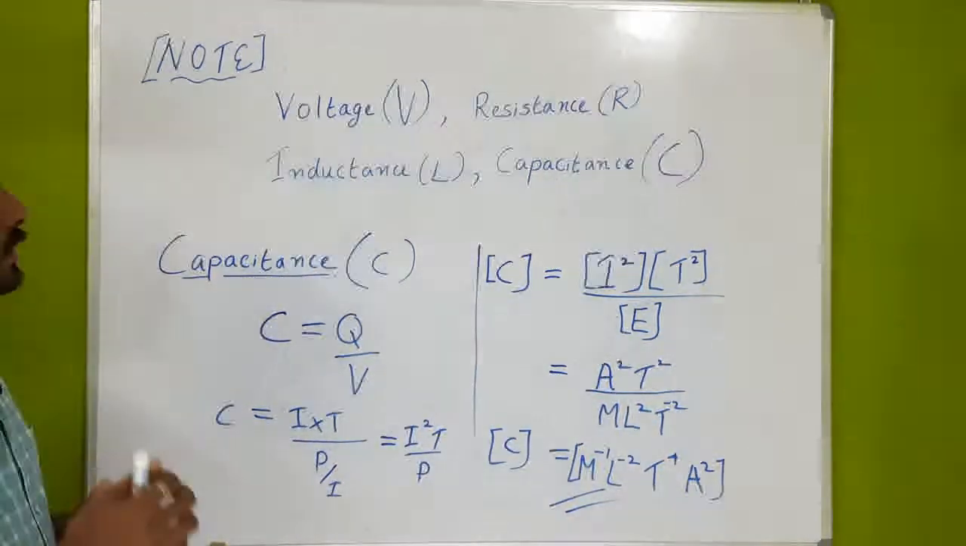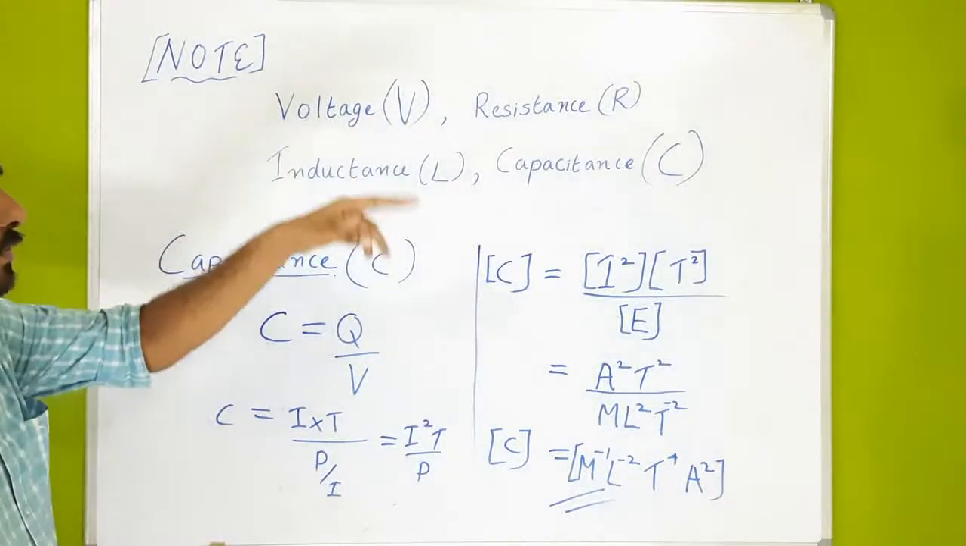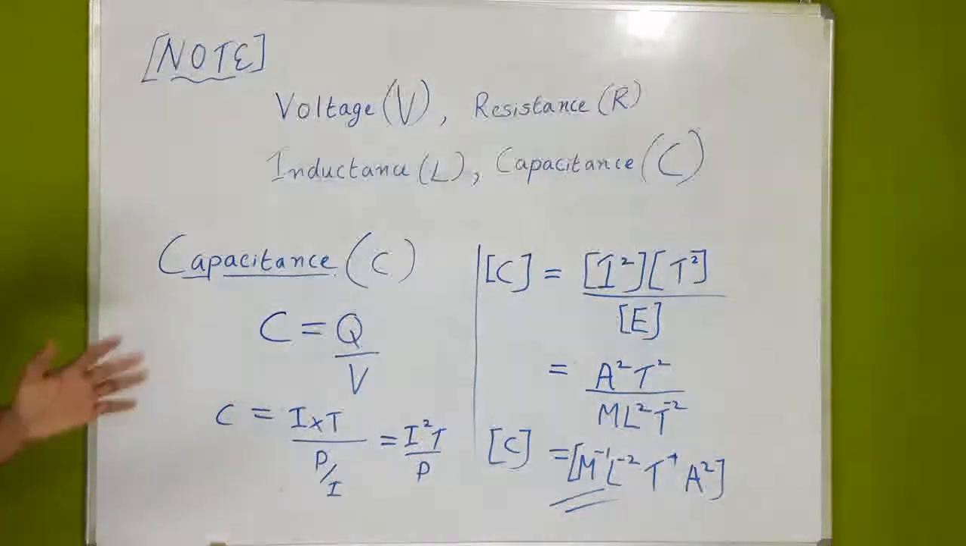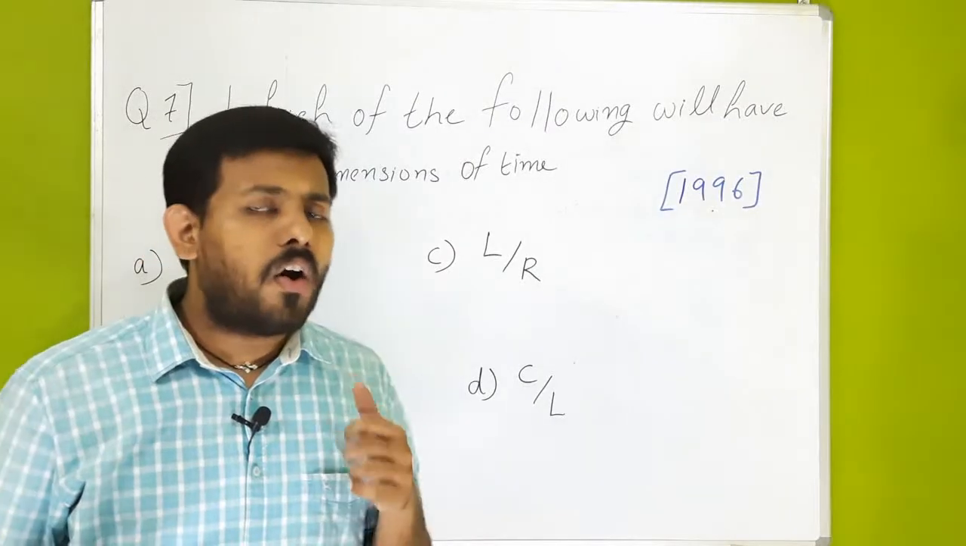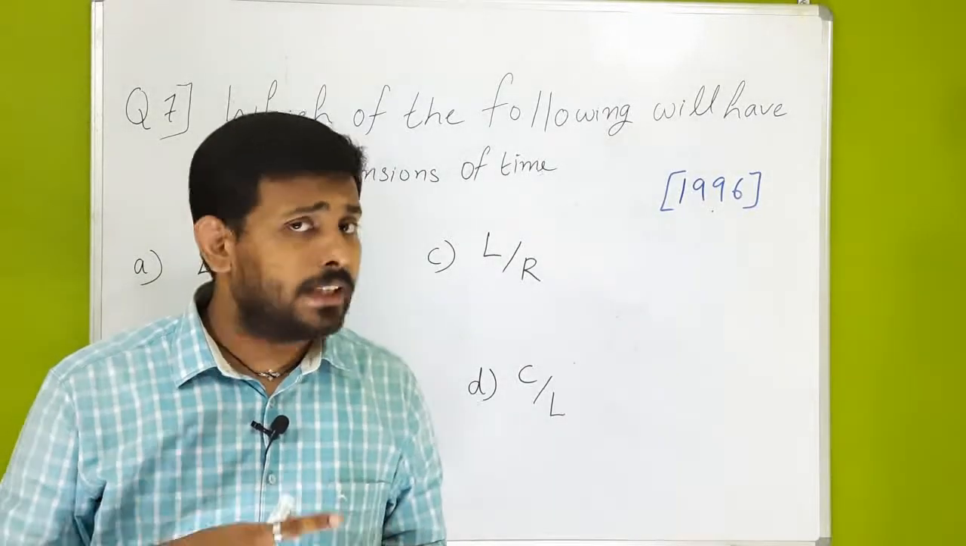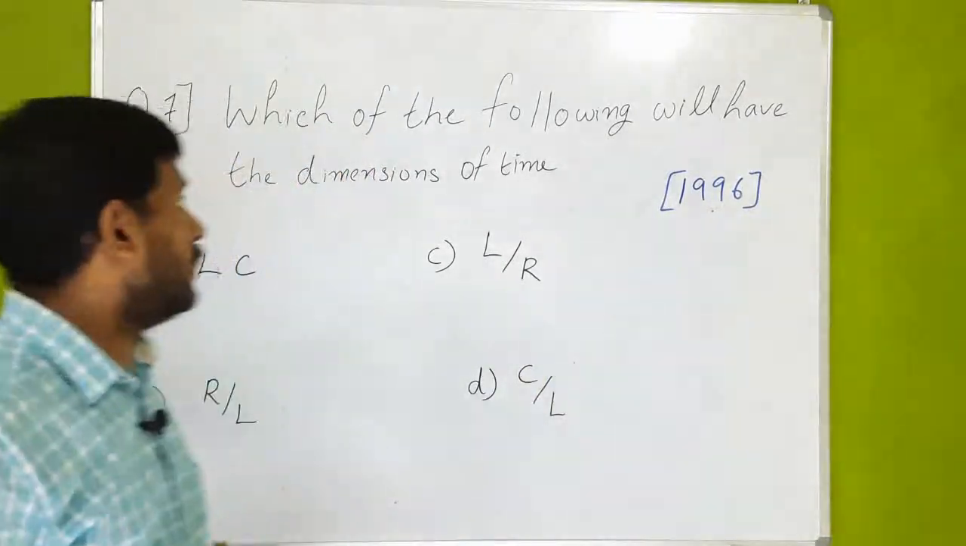So thus we can write the dimensions of voltage, resistance, inductance, and capacitance. Take it down. I think you have understood how to find the dimensions of capacitance, inductance, voltage, and resistance. So let's do this question.